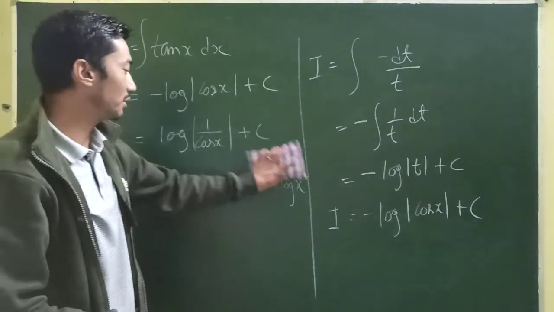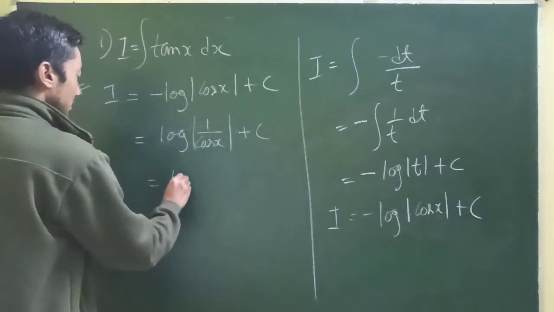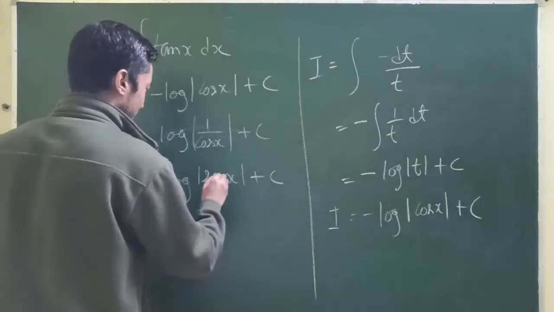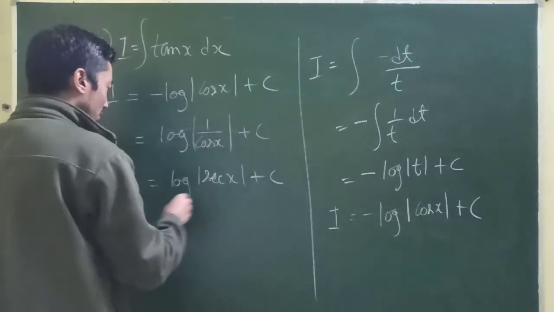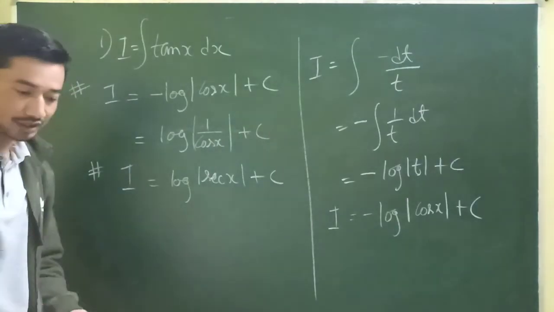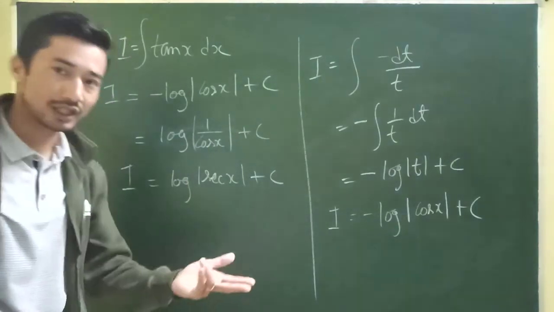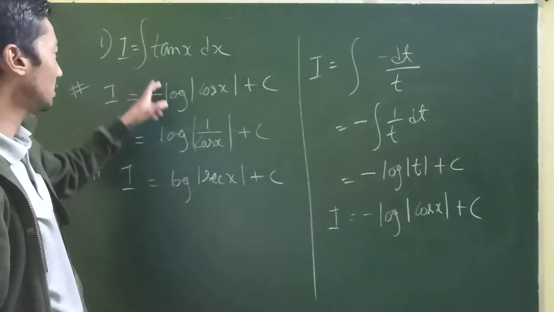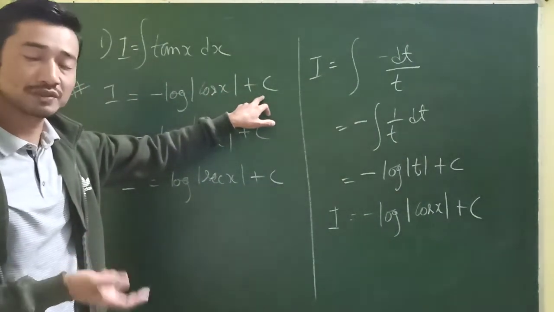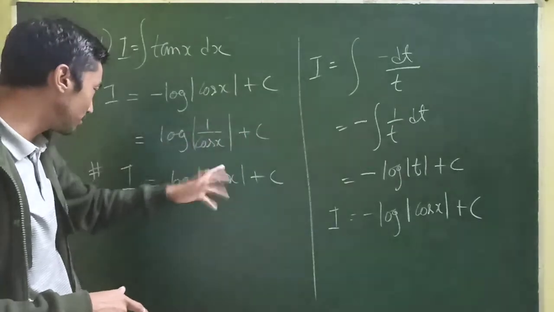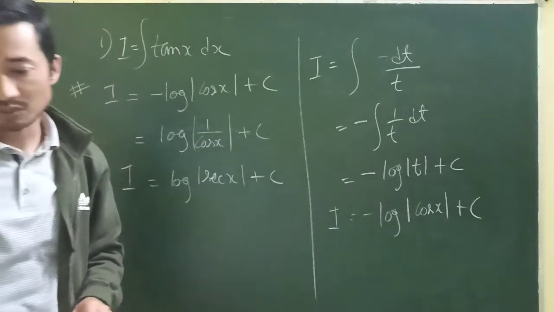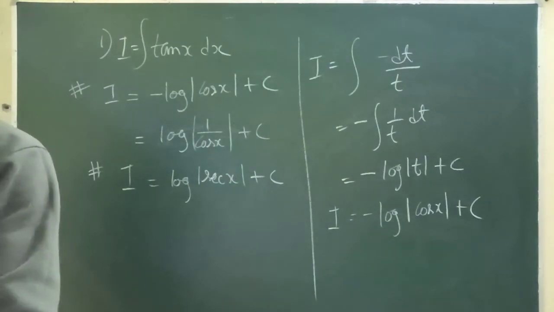So then what is 1 by cos x? 1 by cos x is sec x, so log of sec x. I've explained why we use this mod sign before. So this is your second formula. That means integration of tan x has two variations. The first one is minus log of cos x plus c. If it doesn't serve your purpose for that particular question, you can also use log of sec x plus c. So that's what we have with these trigonometric formulas.